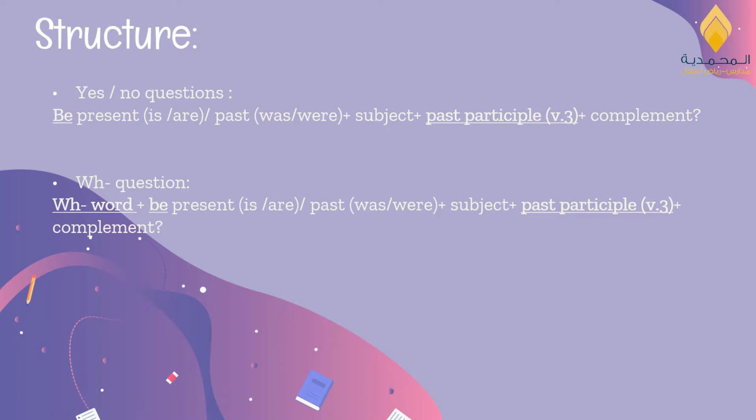If we are forming a WH question using WH words, we are going to start with the WH word plus verb to be. In the present it is, am or are. In the past it is was or were, followed by the subject. The subject is followed by the past participle of the verb, and the verb is followed by the complement and the question mark. So this is the structure of a passive question. All we have to do is to switch between the subject and verb to be.